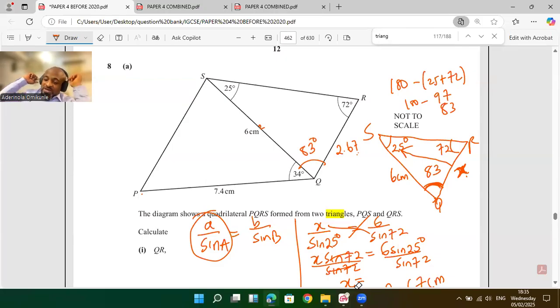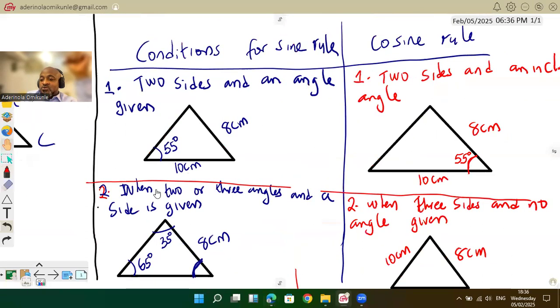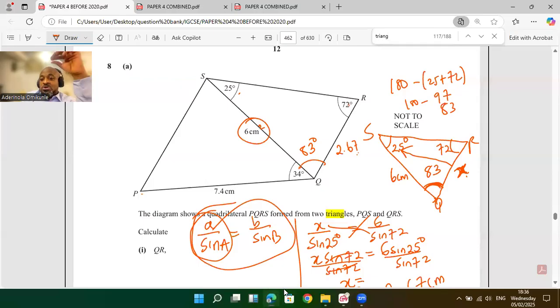Oh, sorry, I forgot to explain. Why did I know we are using sine rule here? I forgot to state that. We're using sine rule because you can see we have two angles and a side given. If you go to the conditions I gave you, you can see that if you have two angles and a side, then it is sine rule. I'm so sorry. That's more important than the solution. The condition is more important than the solution, okay?